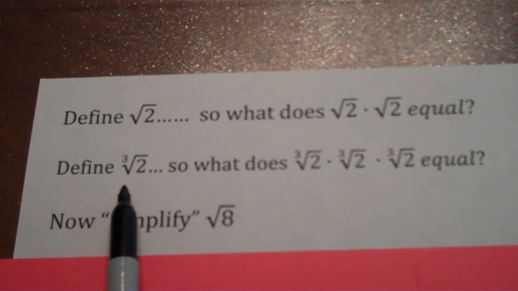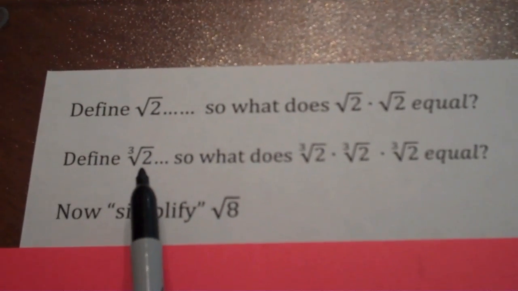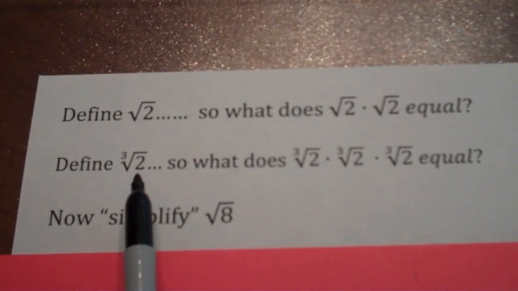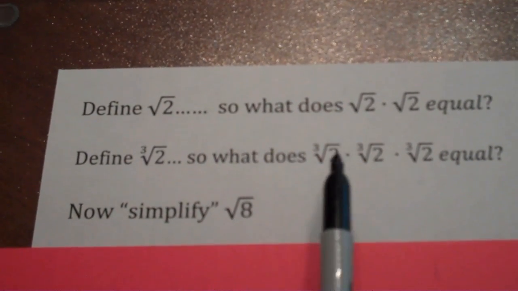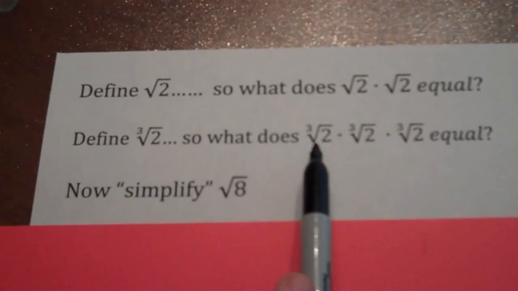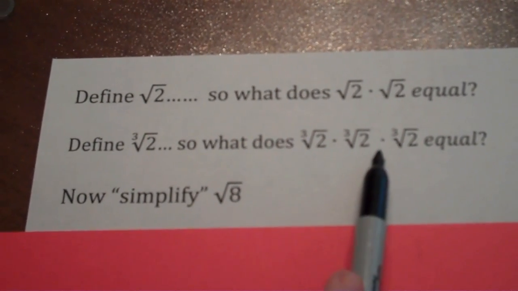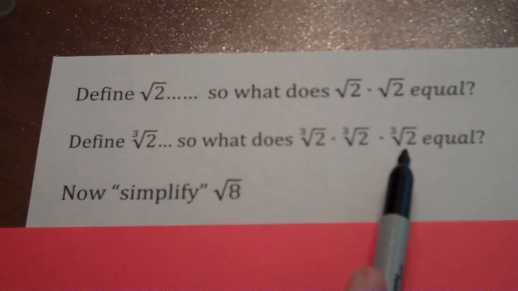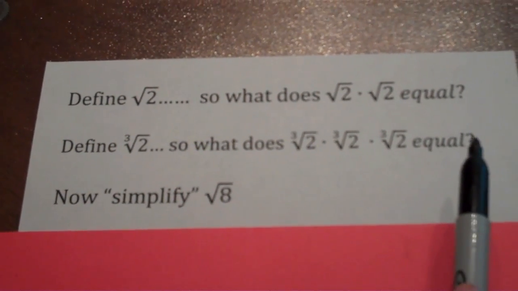So how about the cube root of 2? Well, the cube root of 2, very similarly, would be the number you would have to multiply together 3 times to get a 2. So what would that number be? Whatever the cube root of 2 is, when you multiply it by itself and multiply it by itself again. In other words, it's the number I take times itself 3 times to equal 2.